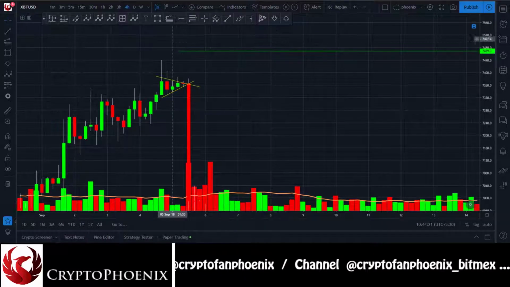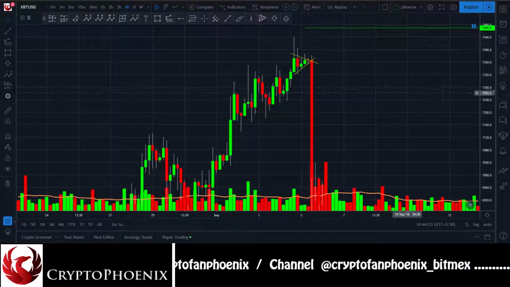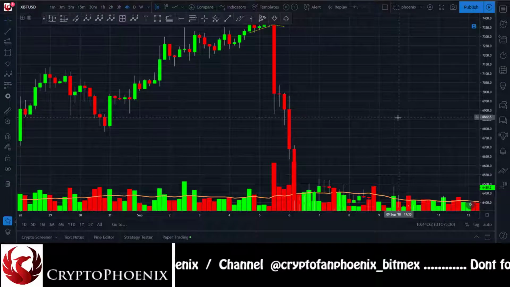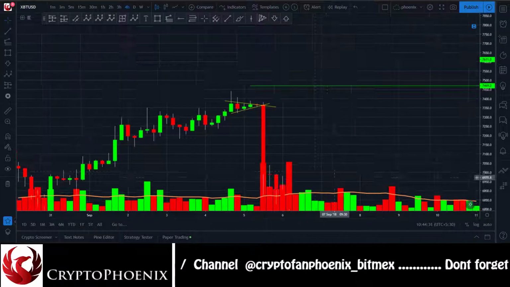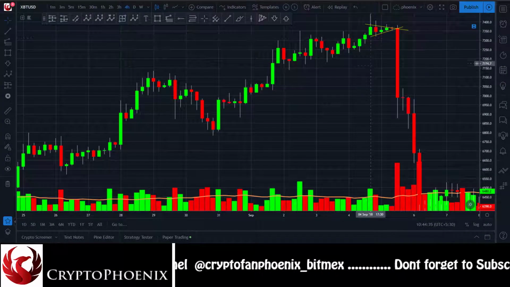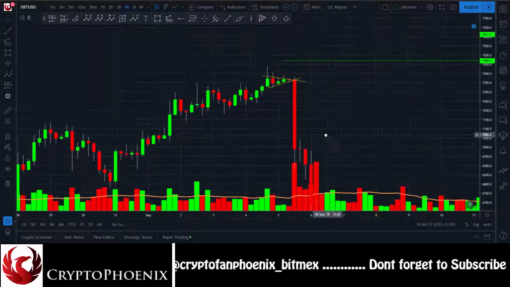Squeezing candles appear very rarely, but whenever they appear, it's always a trading opportunity. So this is called a squeezing type of candle.